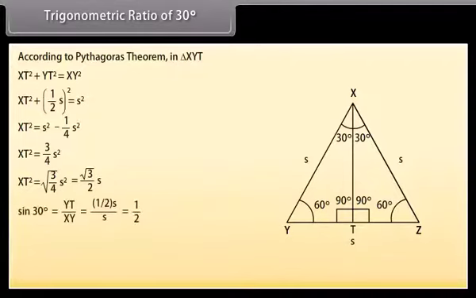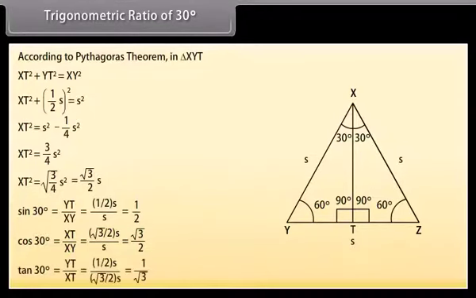Sin 30 degree is equal to YT upon XY, which equals 1 upon 2s upon s, which is 1 upon 2. Cos 30 degree is equal to XT upon XY, which equals square root 3 upon 2s upon s, which is square root 3 upon 2. Tan 30 degree is equal to YT upon XT, which equals 1 upon 2s upon square root 3 upon 2s, which equals 1 upon square root 3.